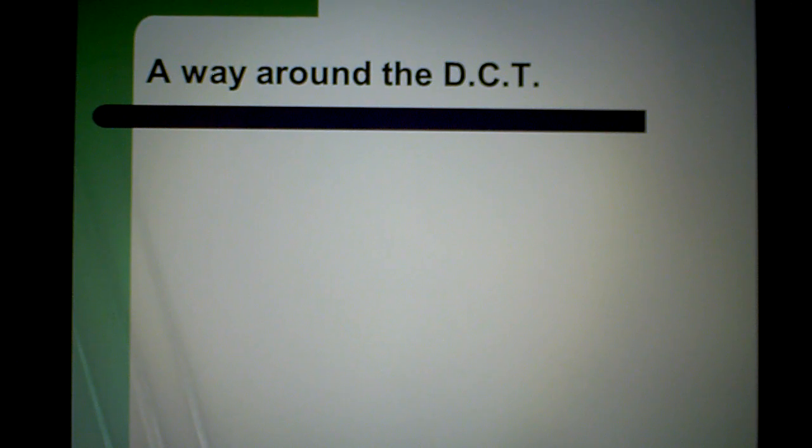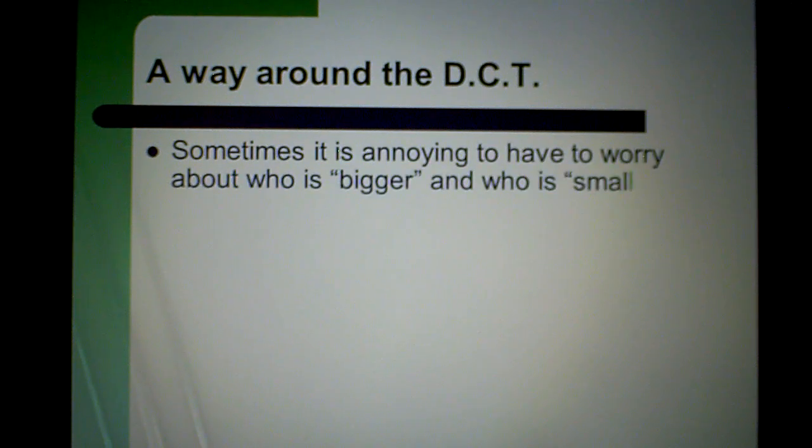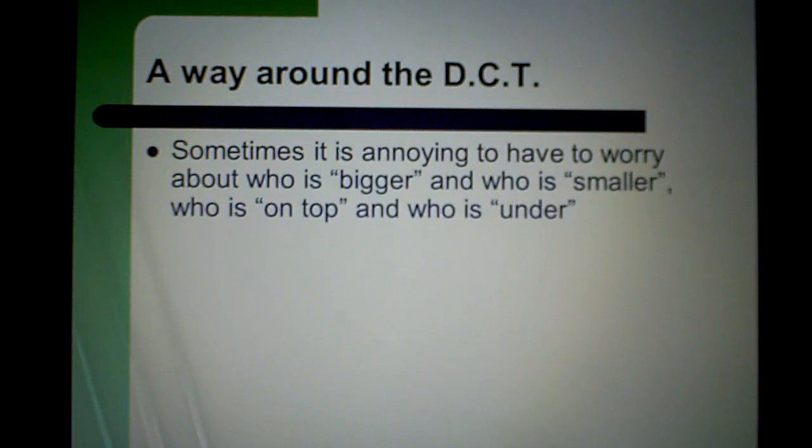Sometimes the direct comparison test is a pain, and it's a pain mostly because I have to worry about, wait a second, which function is under, which function is on top. Do I have divergence? Then I need to be under. Do I have convergence? Then the one I know needs to be on top. Can sometimes make my brain spin.